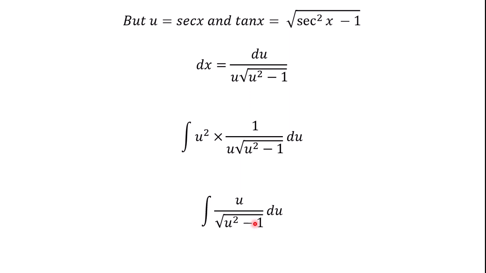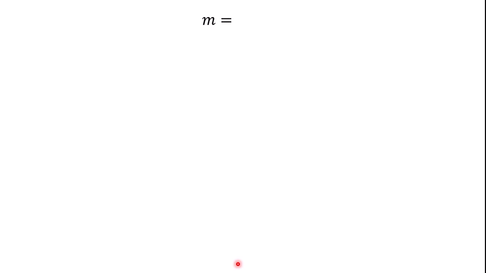Now here we are going to do another substitution. This is because when we differentiate this one, it can cancel out with this one. We will let m be equal to u squared minus 1. Now here we are going to differentiate. Now when you differentiate this, we are going to get dm is equal to 2u du.